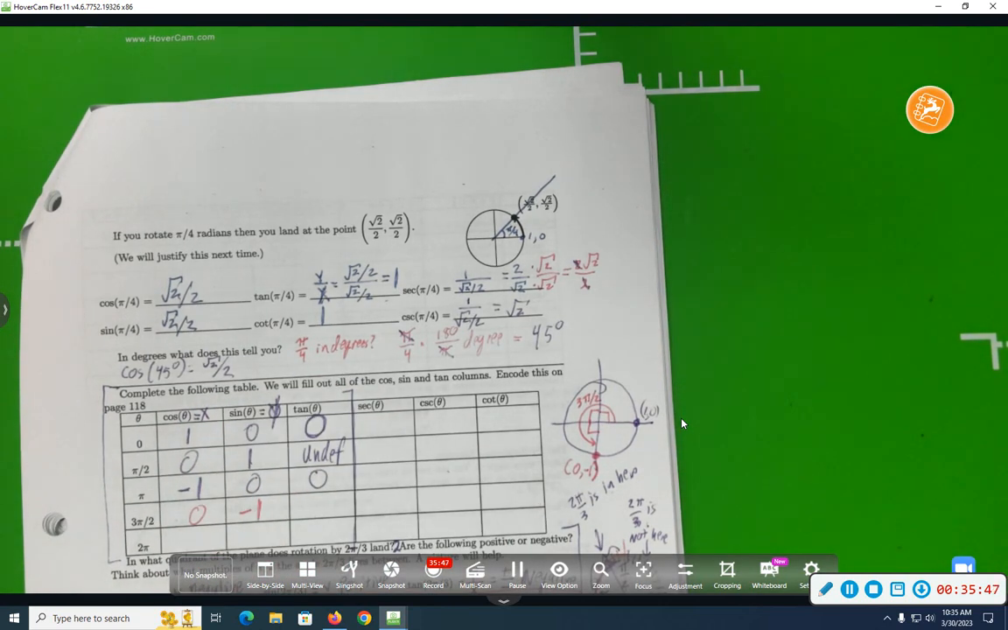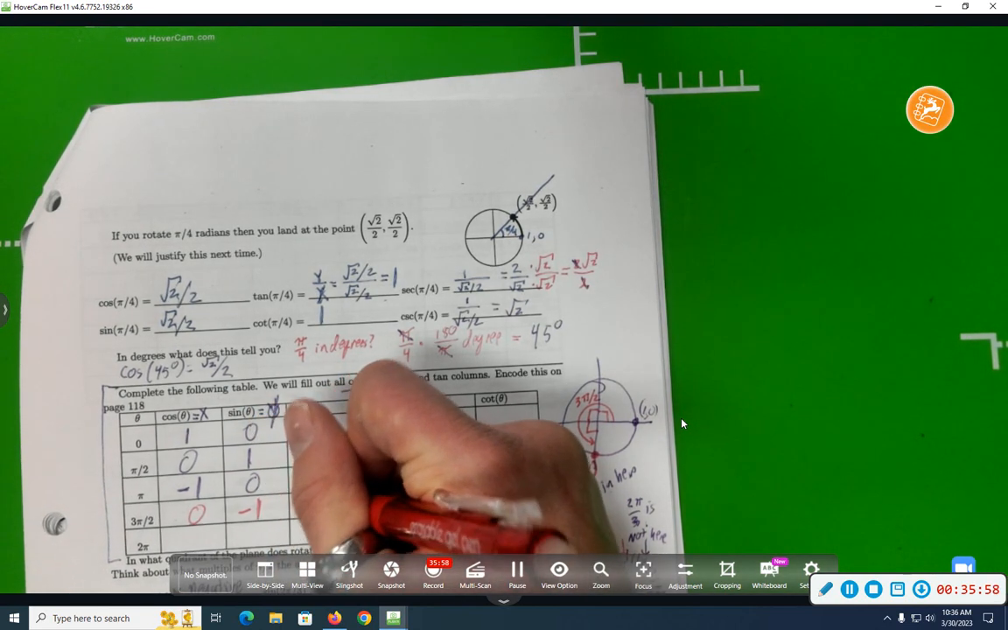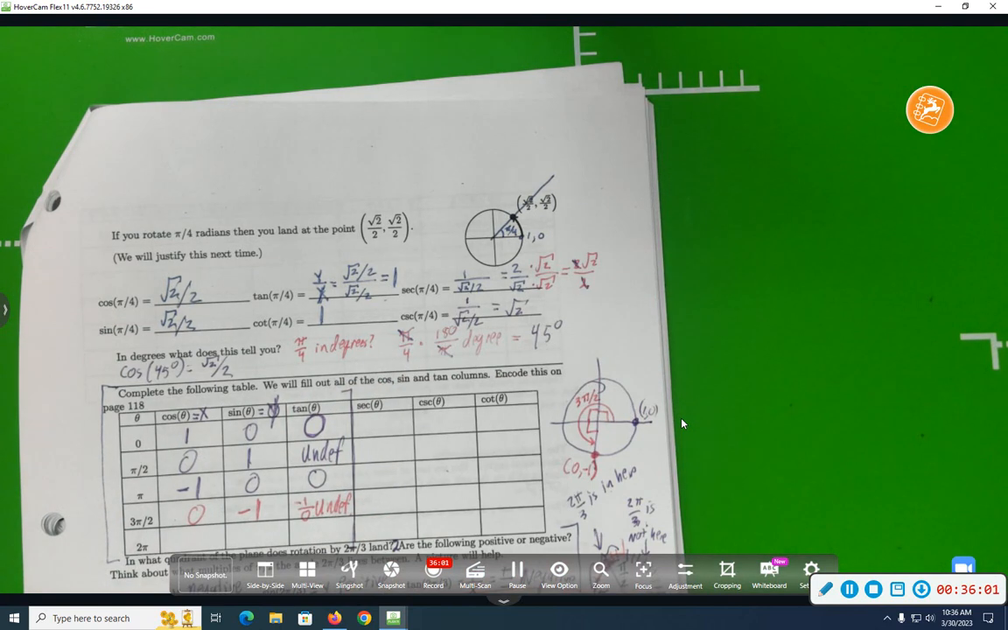What's the tangent of 3 pi over 2? It's undefined, because it would be like negative 1 over 0, which is undefined. That feel pretty good? All right, so the last thing left is 2 pi. So let's suppose you start at the point 1, 0, and you rotate by 2 pi radians. So that's like all the way around the circle. So if you start at 1, 0, and you rotate all the way around the circle and come back to where you started, where do you land? Back at 1, 0.